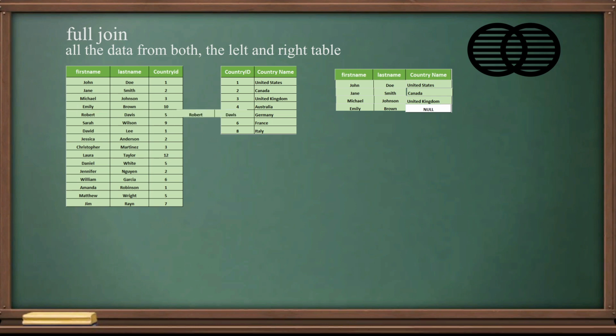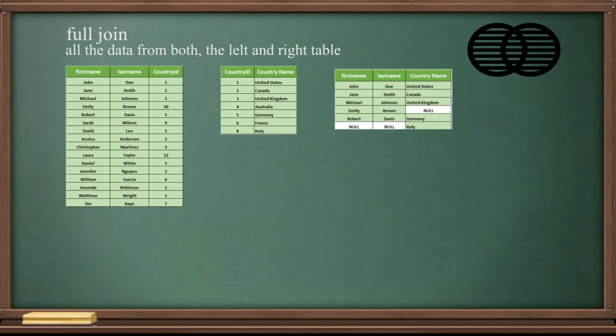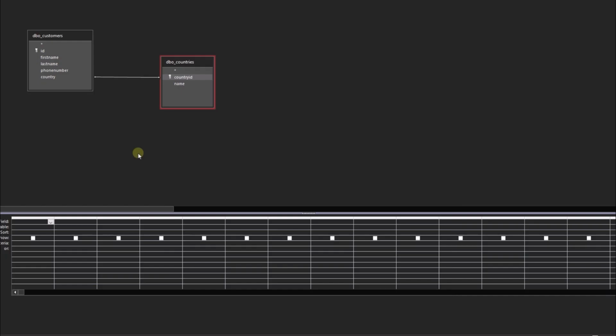Or better, if it finds a country name and not a match on the left table, it returns null on first name, last name. And also, if it finds first name, last name, and not a match on the country's table, it returns null on country name. Let's see some examples to understand better the use of the joins.